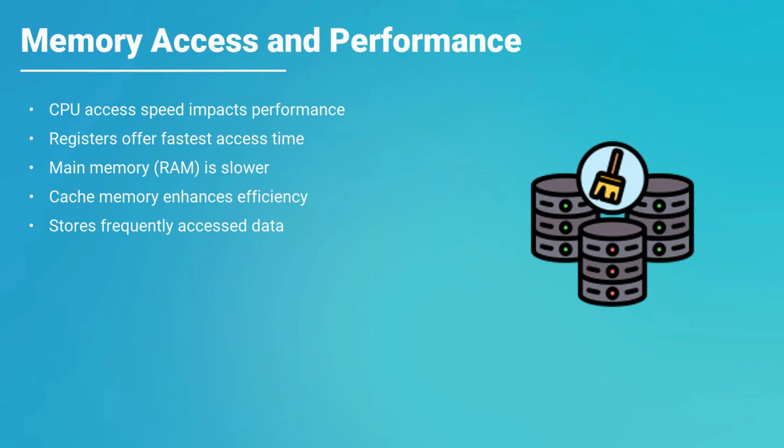The speed at which the CPU can access memory plays a critical role in system performance. Although registers within the CPU allow for incredibly fast access, taking just one clock cycle, main memory, often referred to as RAM, is relatively slower. This discrepancy has led to the invention of cache memory, a small and fast type of memory located in the CPU itself. By storing the most frequently accessed data in this cache, the CPU can significantly reduce the time it takes to retrieve essential information during computations.